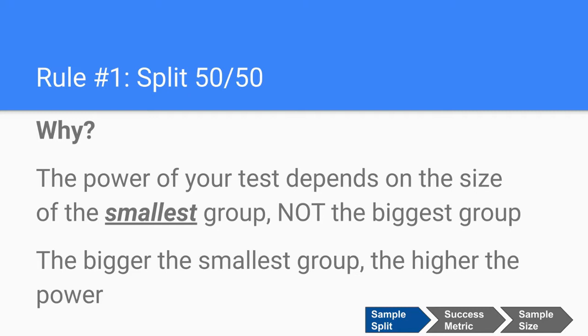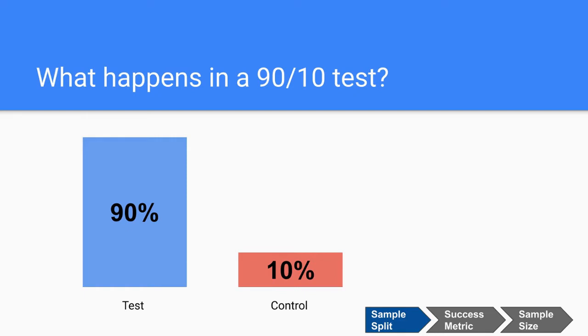That's what I thought too when I first started doing tests. But that's not how things work. The power of your test is dependent on the size of the smallest group, not the biggest group. The bigger your small group, the higher the power. In this case, if you're doing a 90-10 split, it's really the 10% that's controlling the power, not the 90%.